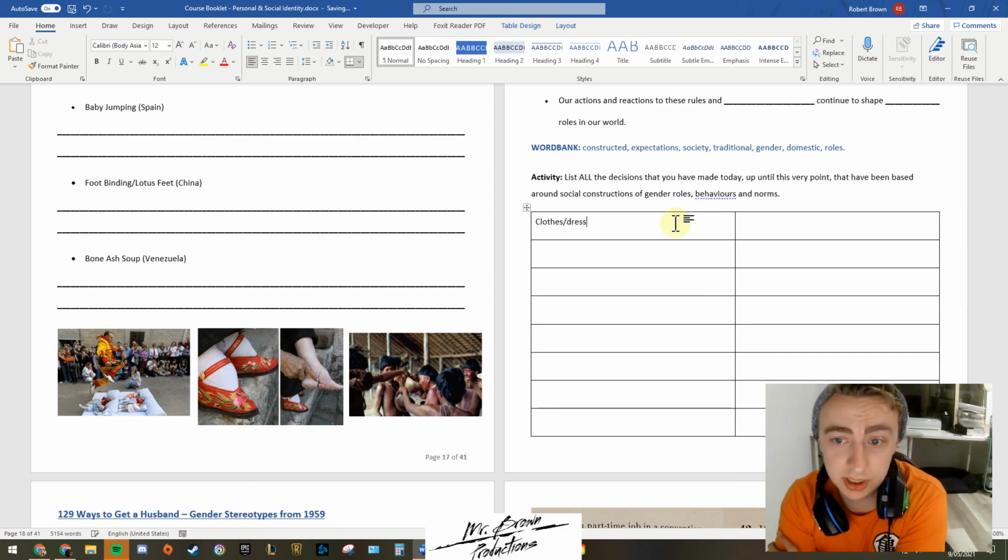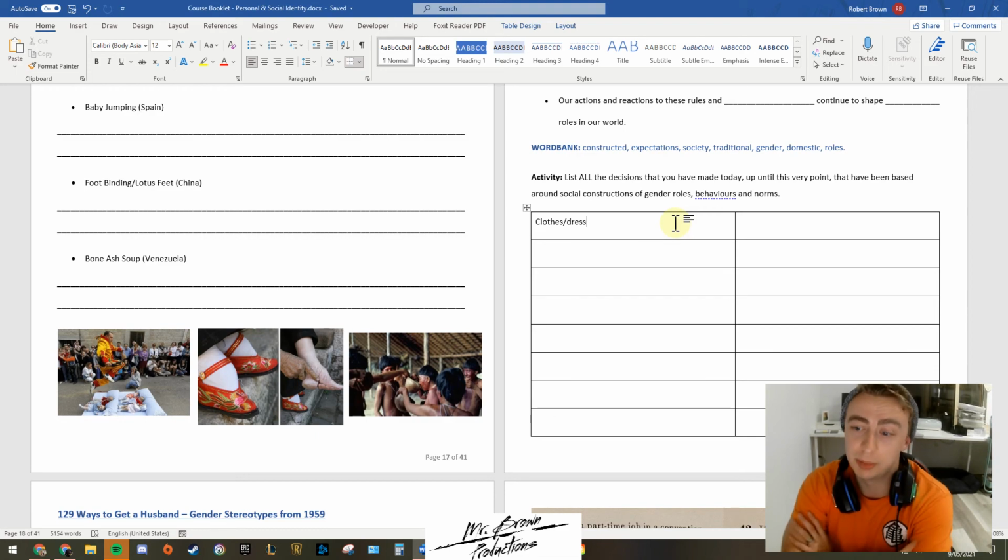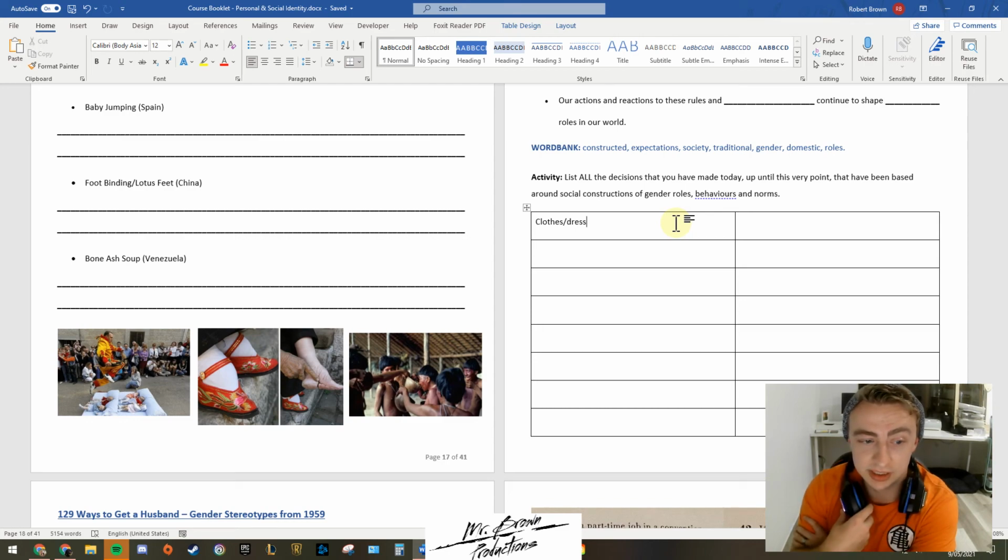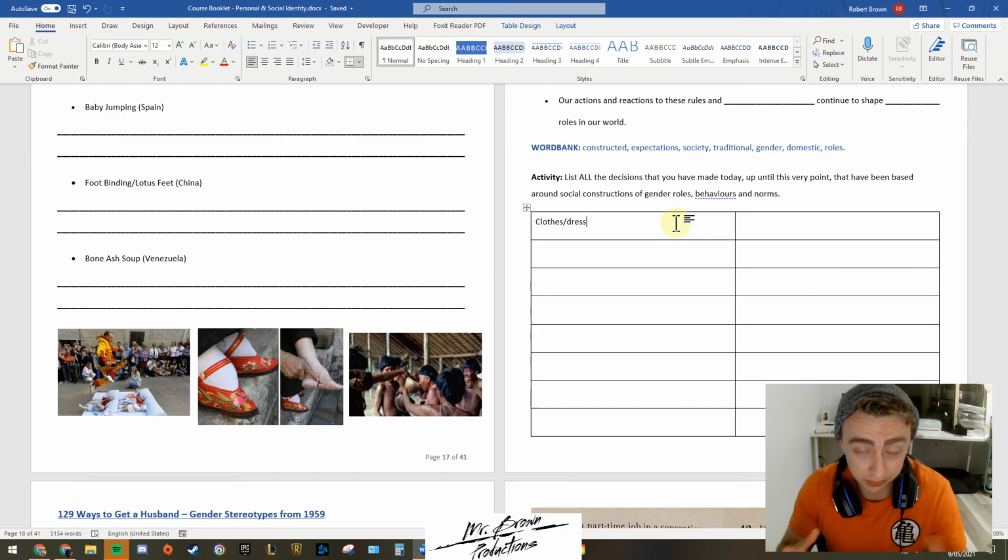is very much based on the social constructions surrounding my gender. So when I wake up of a morning, I will get dressed. I will probably put on, say if I'm going to work, a collared shirt, pants and a belt. I'm going to wear clothes that society sort of deems acceptable for a male. So if I got up and put on a dress, generally speaking, society, that does not reflect the gender roles of a man, so I would not wear that.